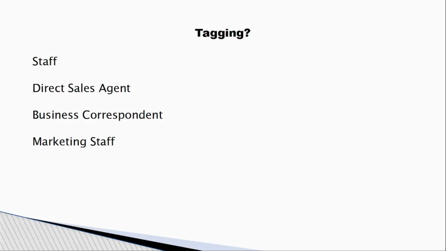These leads will be tagged to our staff, our direct sales agent, our business correspondent, or marketing staff. When a lead is tagged to a staff, direct sales agent, business correspondent, or marketing staff, sometimes your performance pay or incentive will be linked to lead generation, or your target will be there. Every month you have to generate 200 leads. So with the tagging, you can get the concerned information.